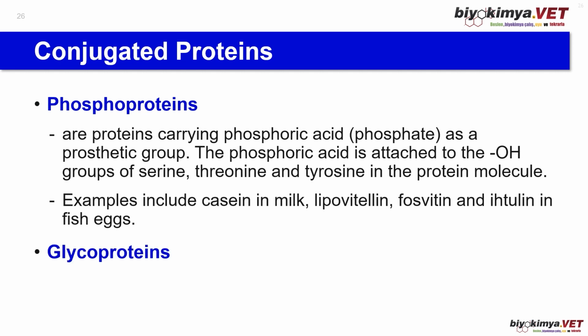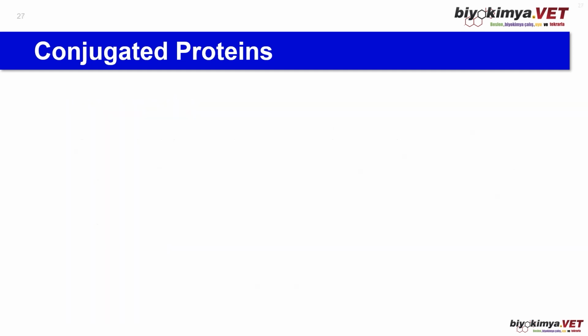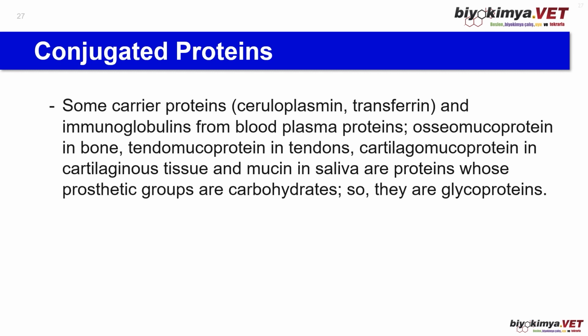Glycoproteins are proteins containing one or several oligosaccharide residues of different complexity covalently linked to a protein. They are usually found on the outer surface of the plasma membrane, in the extracellular matrix, and in the blood. Some carrier proteins, such as ceruloplasmin, transferrin, and immunoglobulins from blood plasma protein, osteomucoprotein in bone, and others are examples. We have many examples which carry carbohydrates as a prosthetic group.